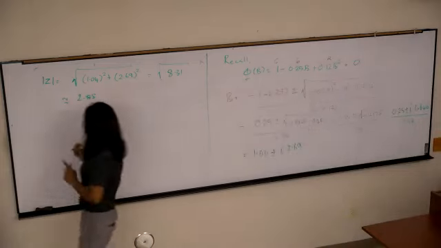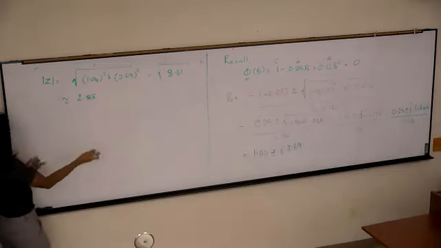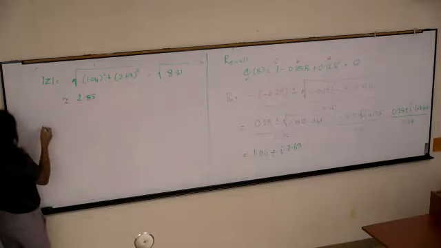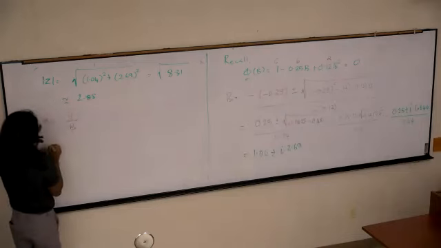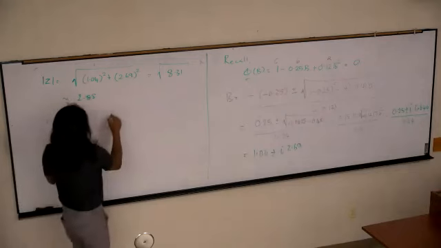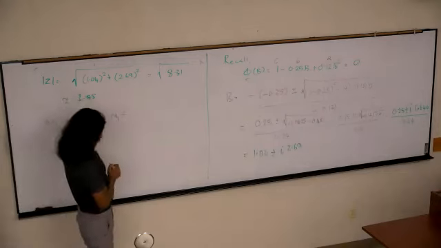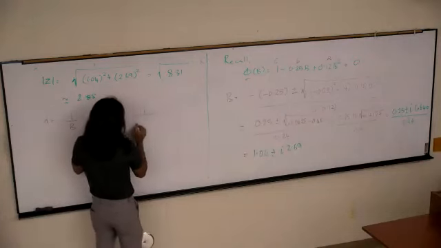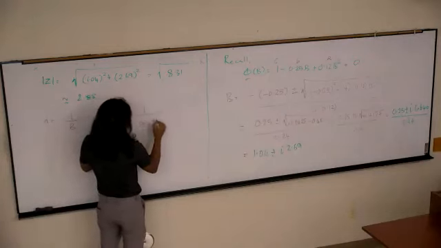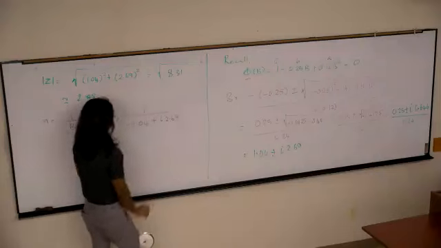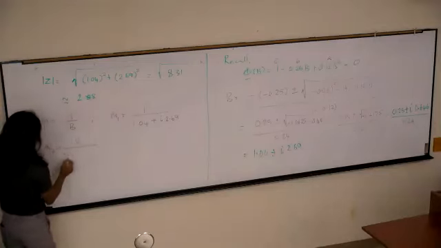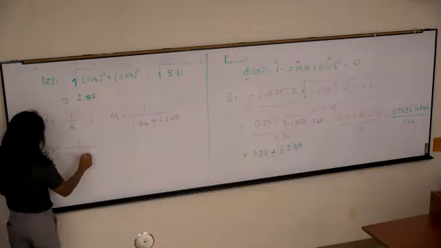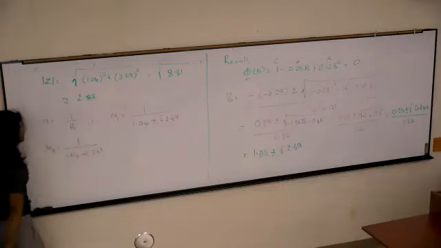If we found 1 over m, which is b, m would simply be equal to 1 over b. I will have 2 roots, m1, which is 1 over 1.04 plus i 2.69, and m2, 1 over 1.04 minus i 2.69.